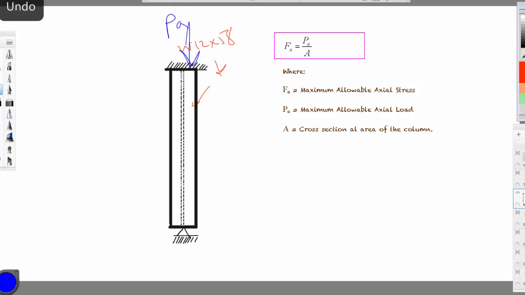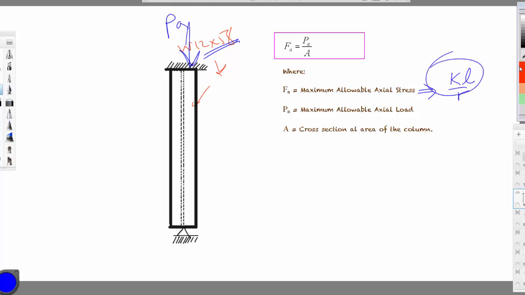So once you are given a section, you should be able to know what is the cross-sectional area of it, because that is from the properties of the section. Now all you need to do is find out the value of axial stress. Now axial stress is related to the slenderness, to the KL over R.